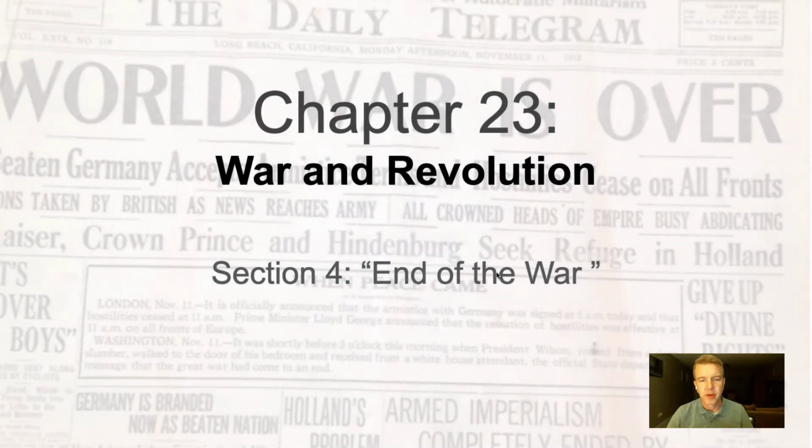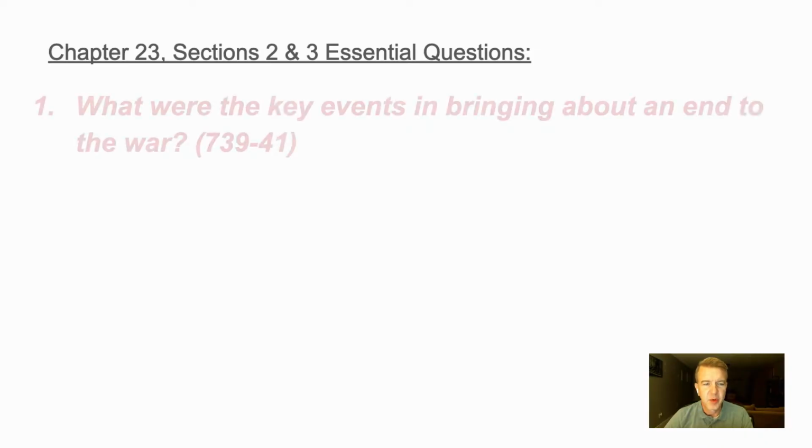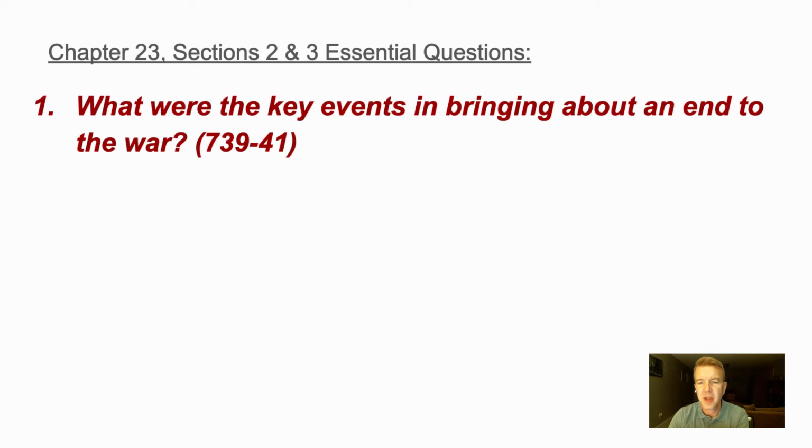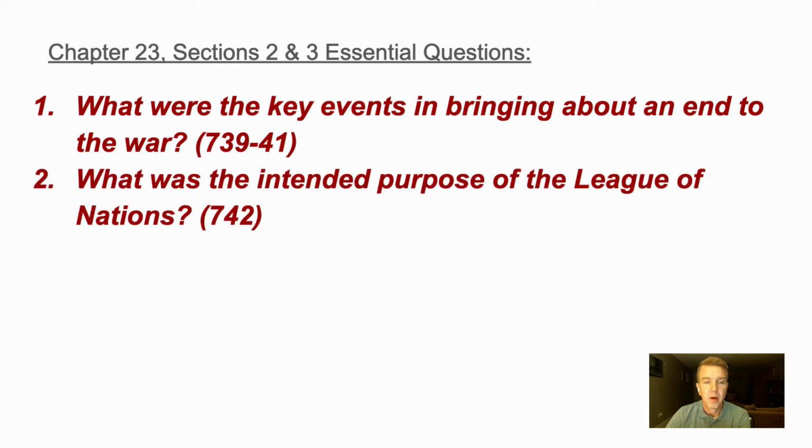Okay, let's end all this with the end of Chapter 23, War and Revolution, with Section 4, the end of the war that's going to eventually lead us to another war. Moving on here, the essential questions are: what were the key events in bringing about an end to the war? What was the intended purpose of the League of Nations?